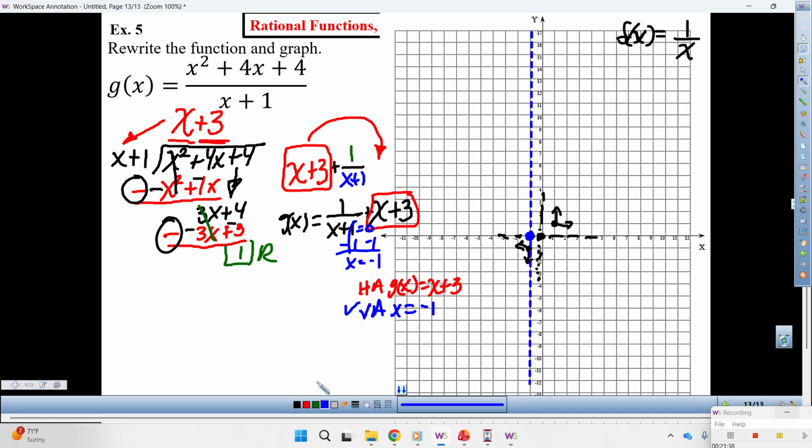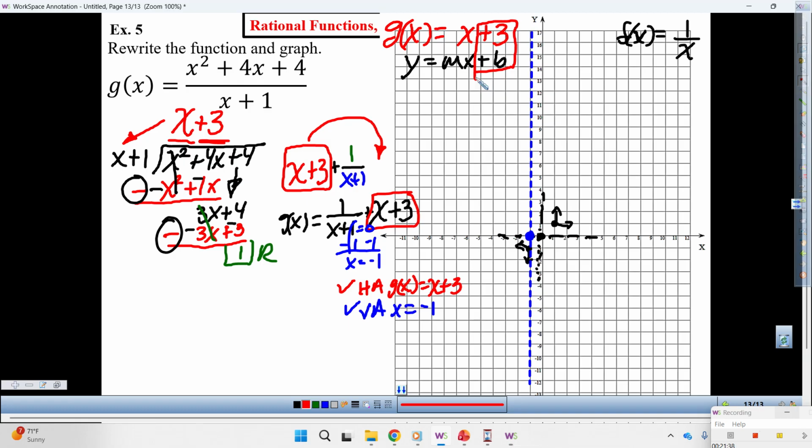Here's the tricky part. How do we graph our HA? Well, let me write it big over here so you guys can see it. Our HA is g of x equals x plus 3. So how do you graph that, Mr. Q? Well, this looks like, look up, y equals mx plus b, doesn't it? Yes? So where do we start? We start with our y-intercept. What's our y-intercept? Positive 3. So go to positive 3. There it is. Plot your point at positive 3 in red.